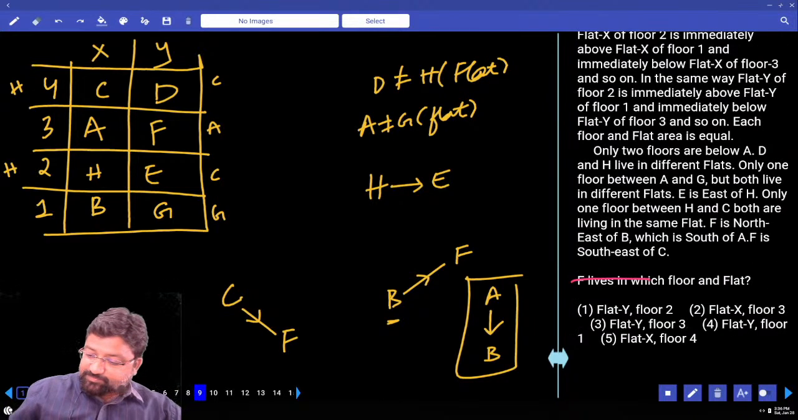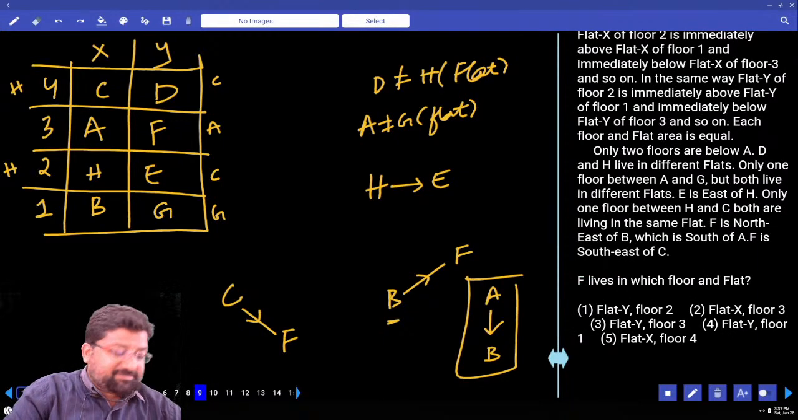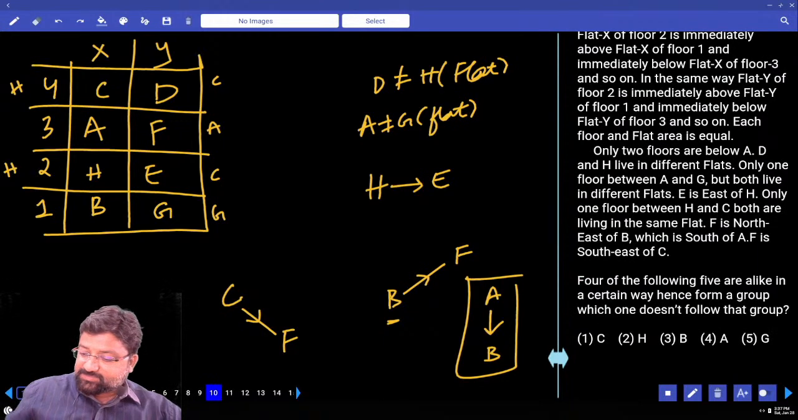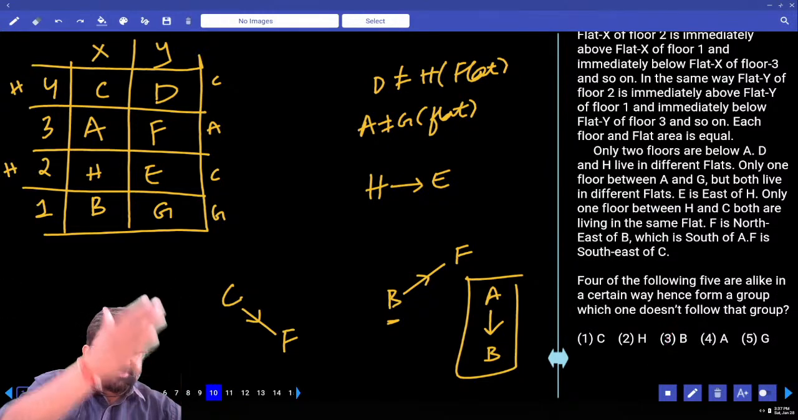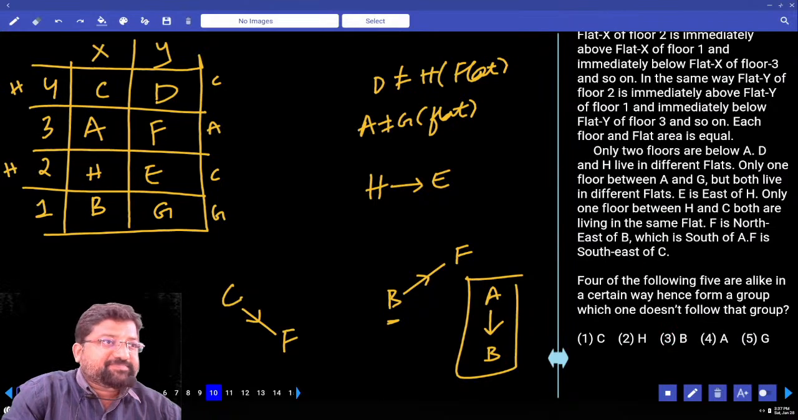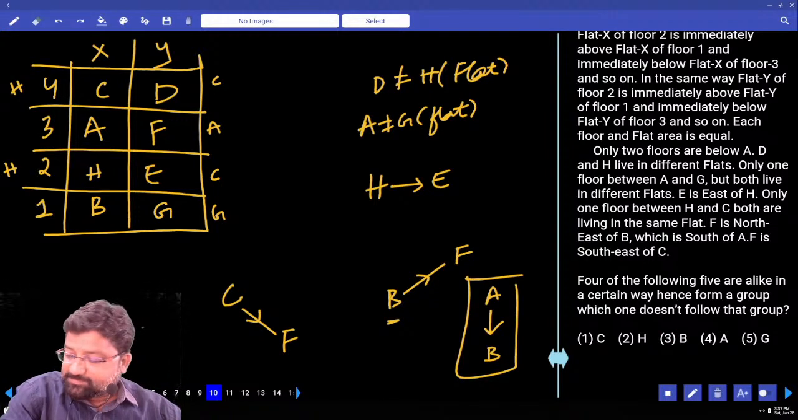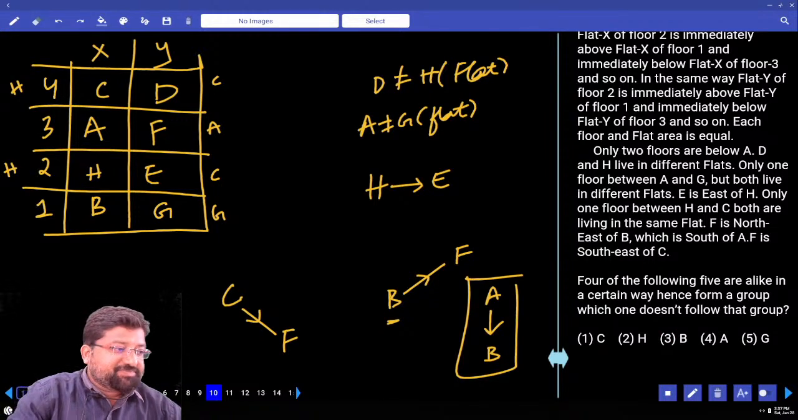Ninth question. F lives in which floor and flat? Where is F living? Third floor, flat Y. Four out of the following five are like CHBA. CHBA, all of them are living in flat X. So your answer should be G.